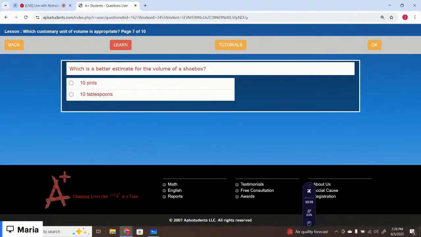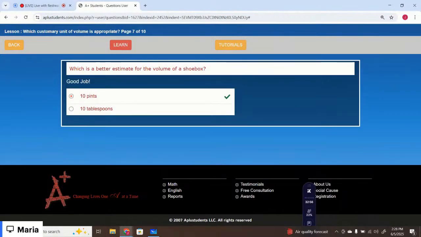Okay, the next one: which is a better estimate for the volume of a shoe box? The volume of a shoe box would be 10 pints. Option number one is the correct option.